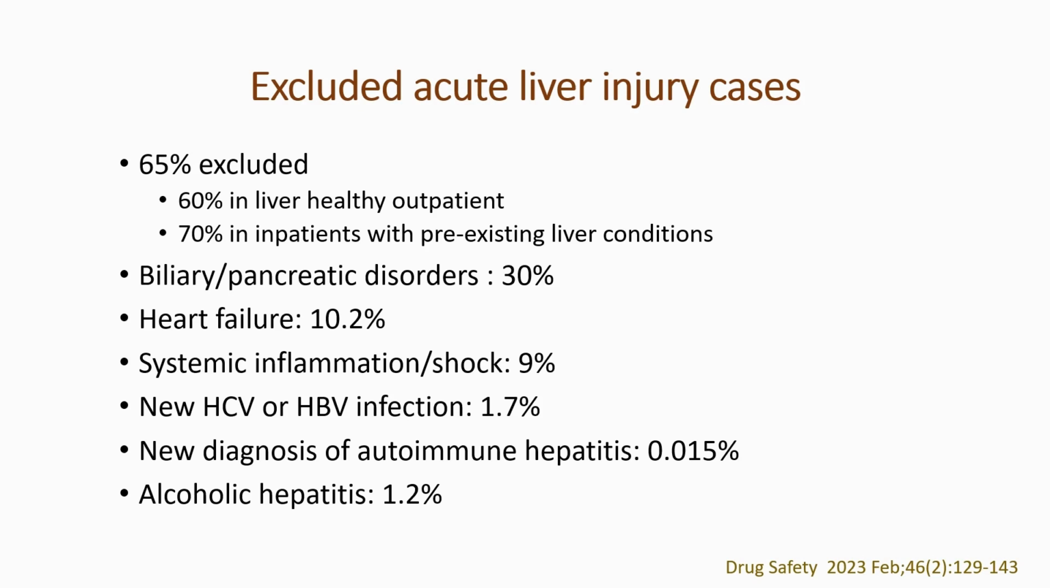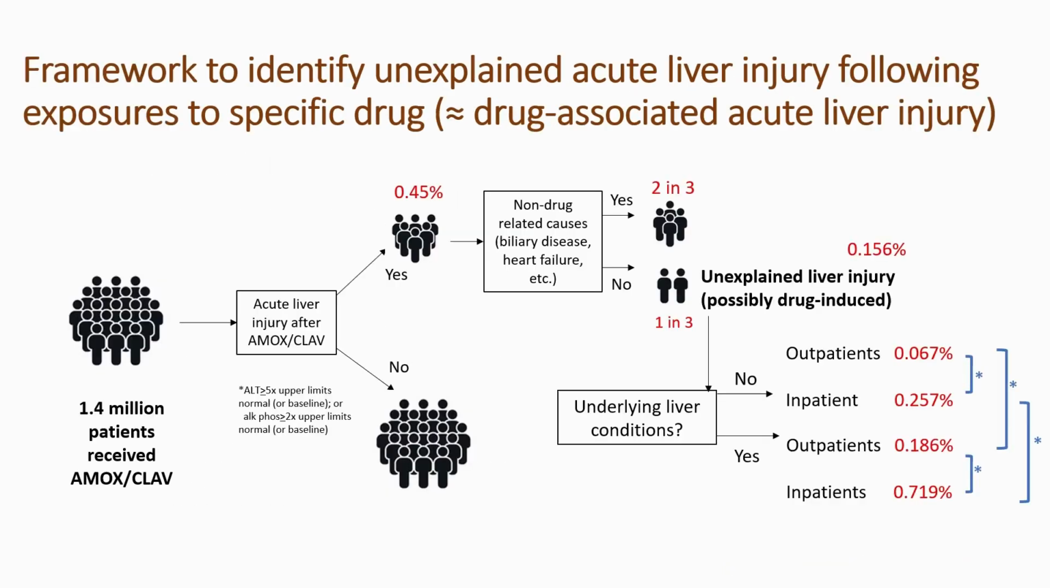Among the competing etiologies, top etiologies excluded were biliary pancreatic disorder 30%, heart failure 10%, systemic inflammation or shock 9%. New hep C, hep B infection, new diagnosis of autoimmune hepatitis, and alcoholic hepatitis were identified in less than 2%. This slide summarizes the entire framework to identify acute liver injury following amoxicillin clavulanate exposure, unexplained by other diagnosis of liver enzyme elevations, which is considered drug-associated acute liver injury.